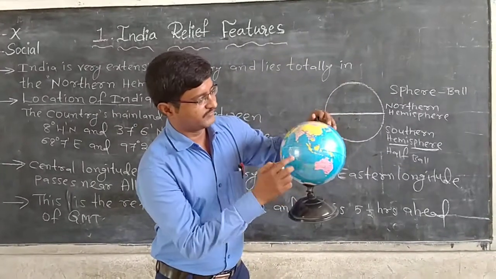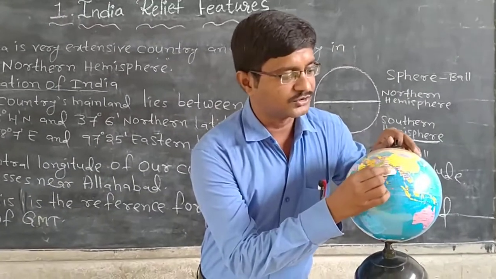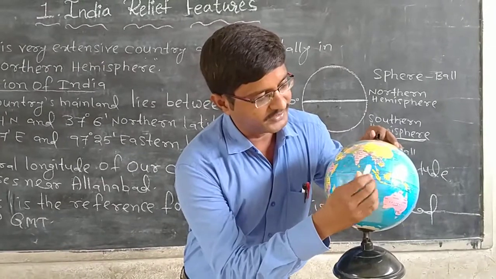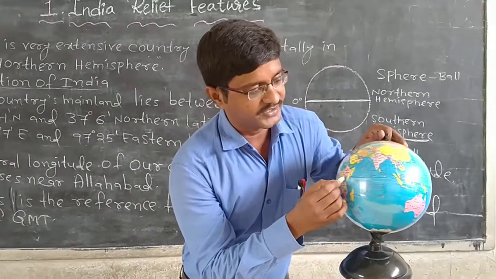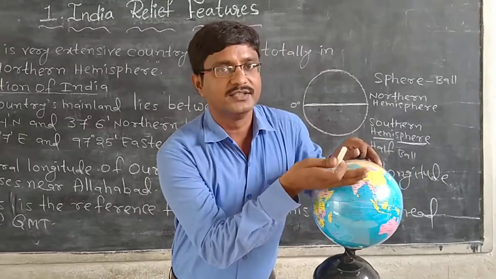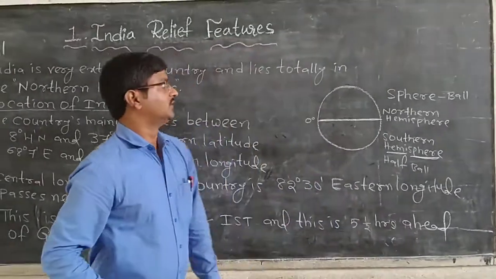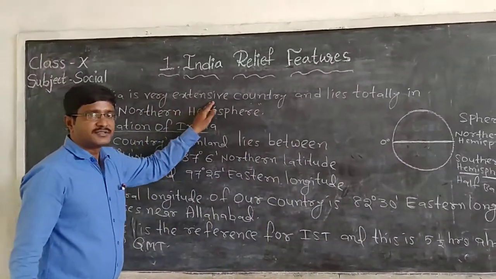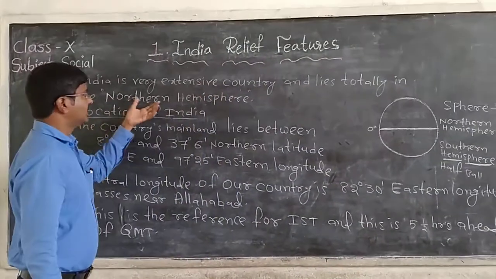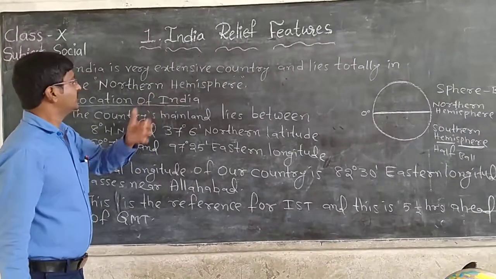So where is India? See, here is India on the globe. Where is equator? See, this is equator line. So here is India. Now tell me, India is located in the northern hemisphere. So India is a very extensive country. Where is it located? It lies totally in the northern hemisphere.